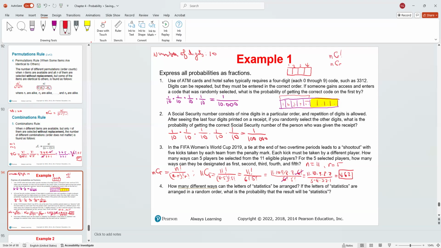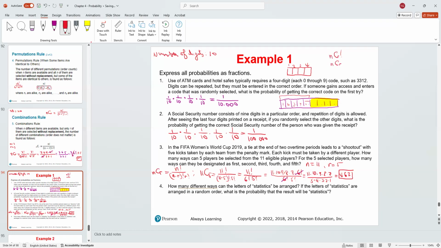There you go, in math, and for TI-83 and 84, math, and then you look for probability, then you can do it. Okay, that's very important. In a different video, I'll show you how to do it using TI-84, TI-85, or TI-89. So look for a different video on how to use calculators to perform combinations and permutations. Now, this said, how many different ways can five players be selected from the 11 eligible players?